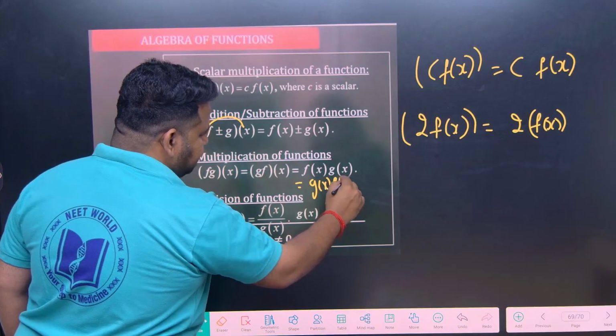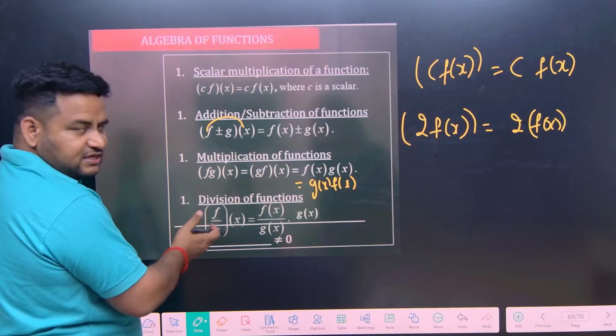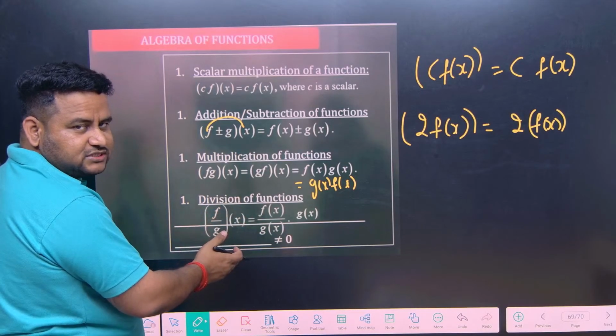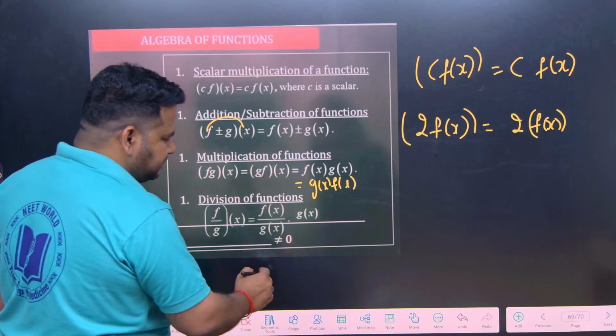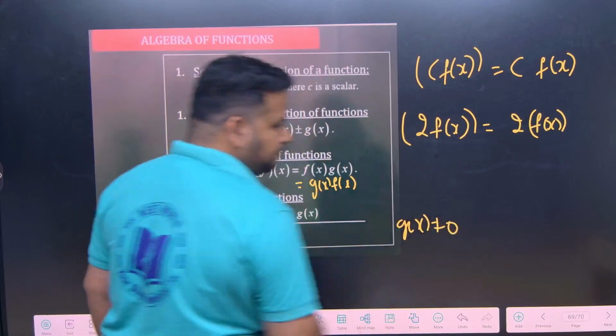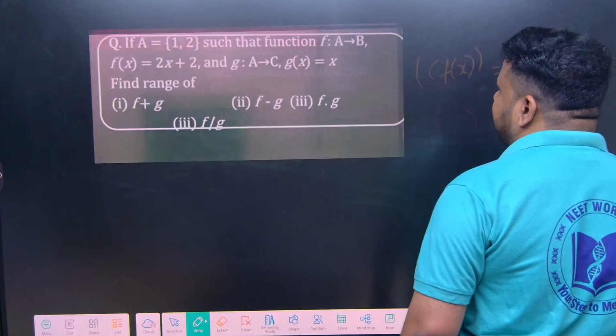Nothing but the same. Division is also the same. (f/g)(x) can be written as what? f of x by g of x. But this g of x should not be equal to 0. That condition is what? This denominator g of x should not be equal to 0, otherwise it will become not defined. So this is the algebra of functions. This is the meaning of algebra of functions.